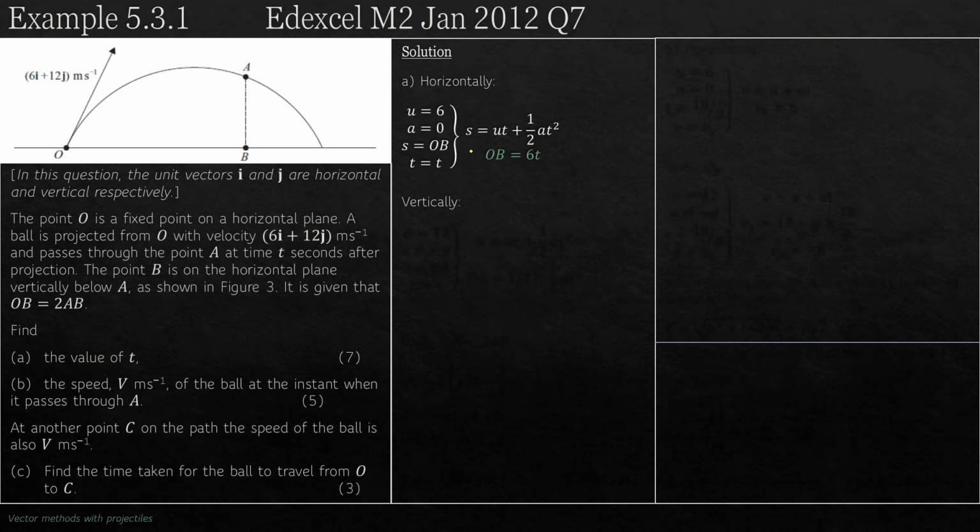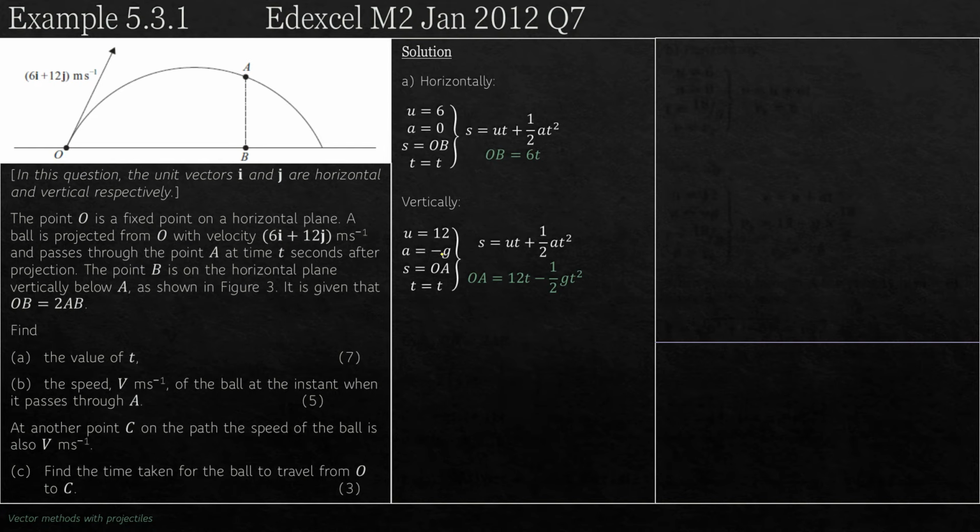We can use SUVAT. s equals ut plus half at squared is the one to use here. Sub in everything we have, and we end up with OB is 6t. So looking at the question, we've been told that OB is 2AB. So we can use that later, once we've now worked vertically.